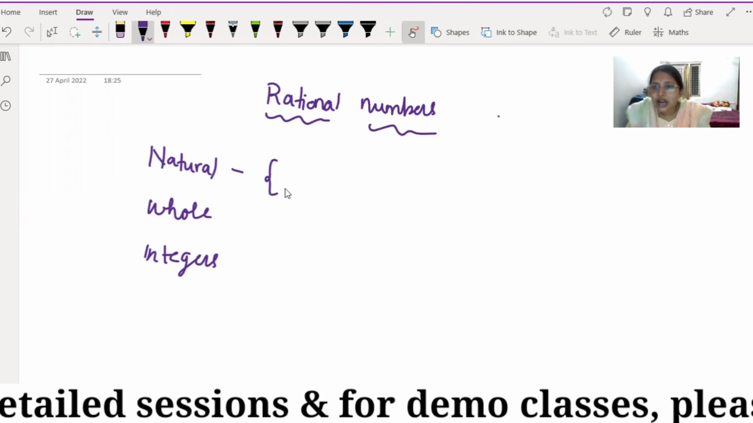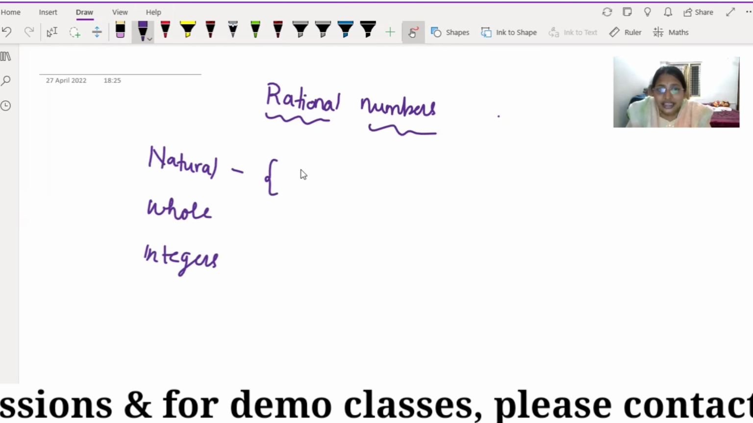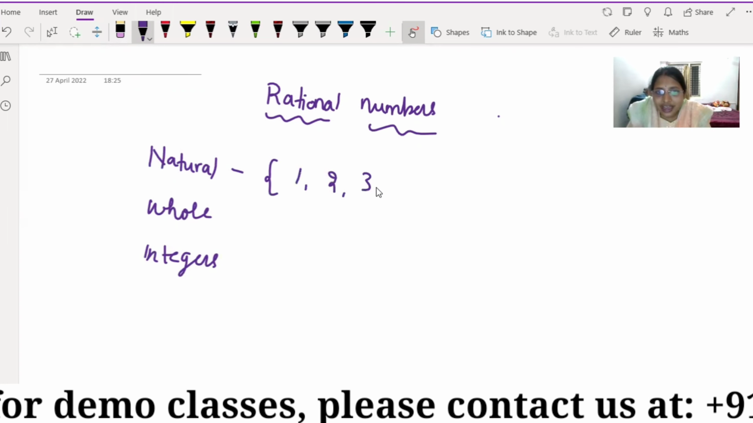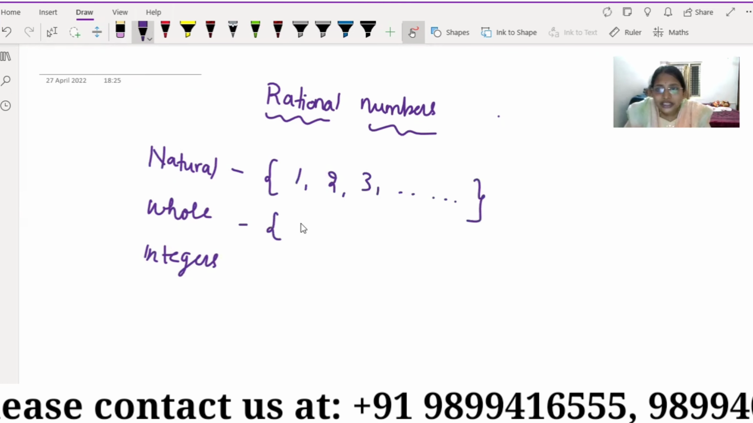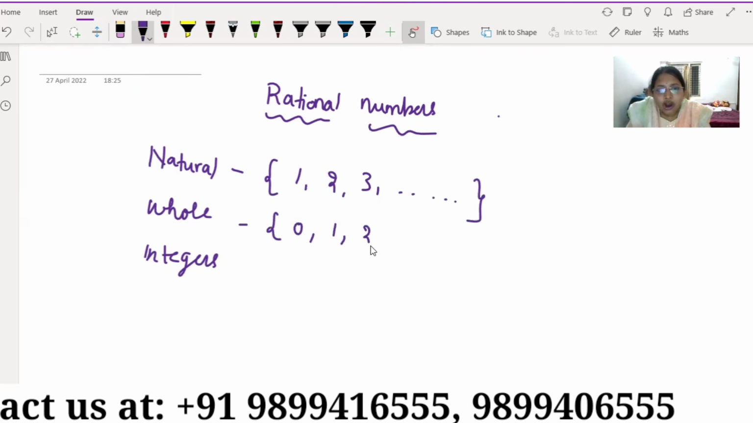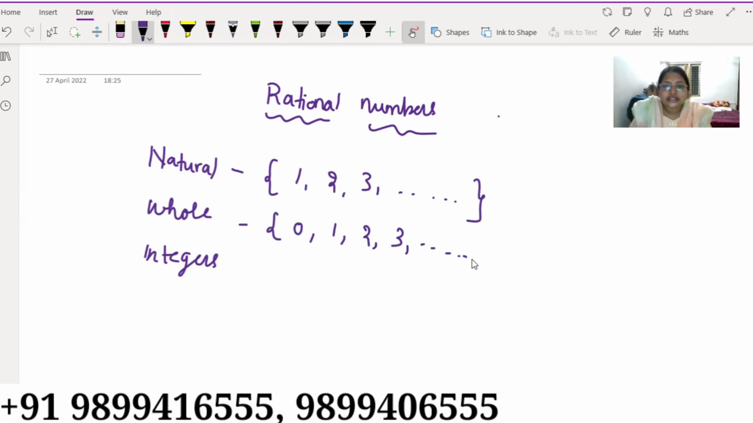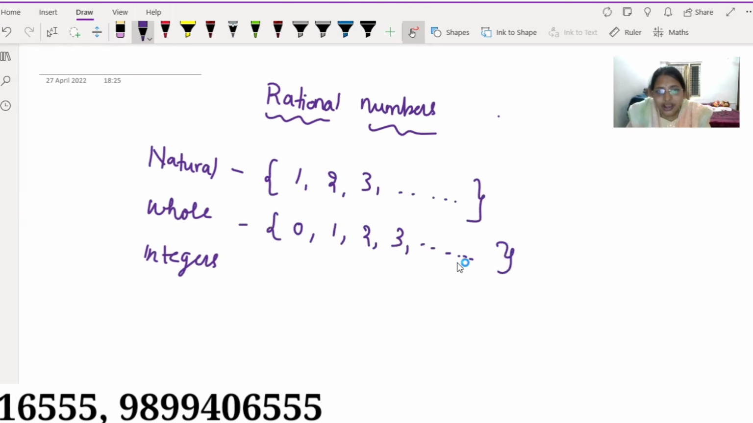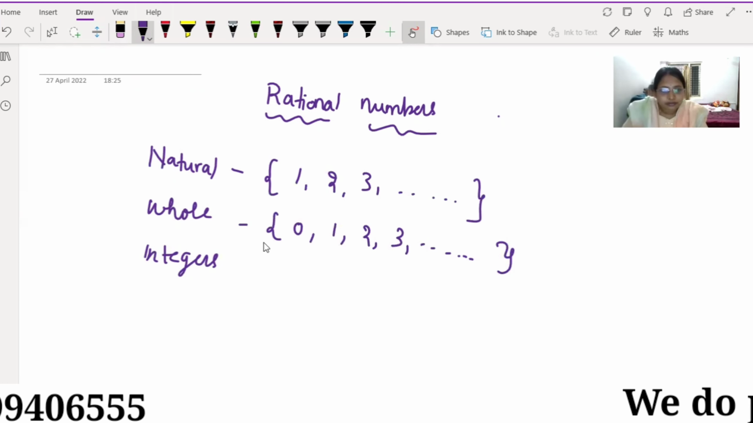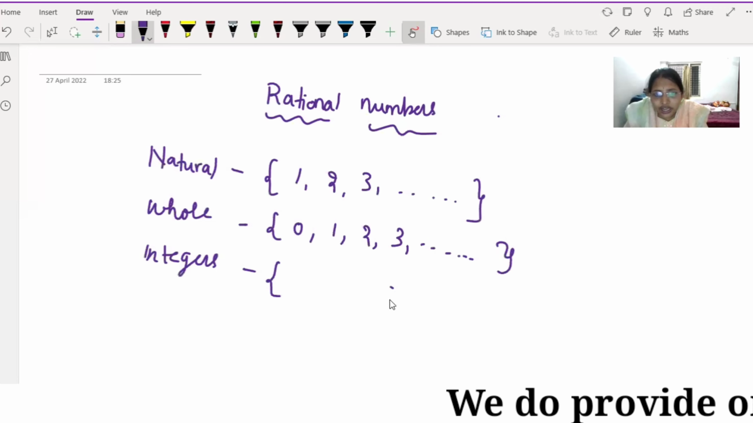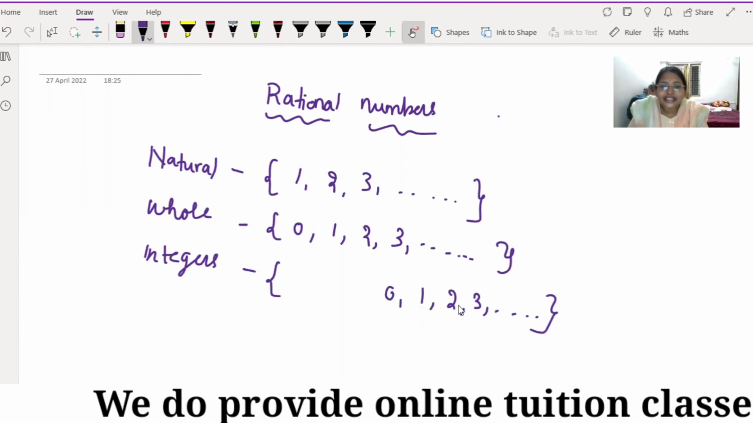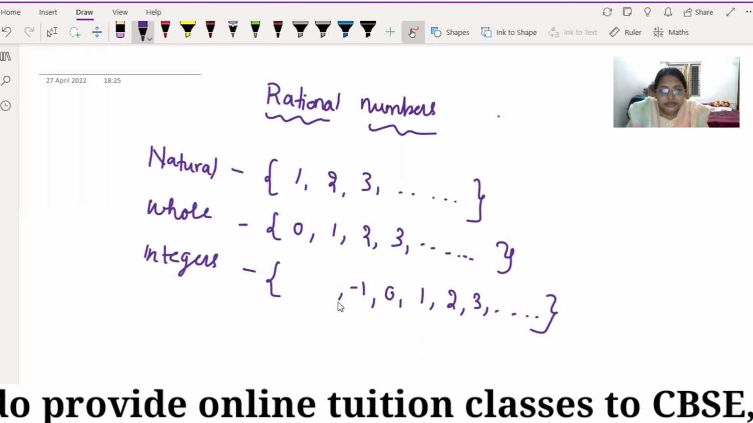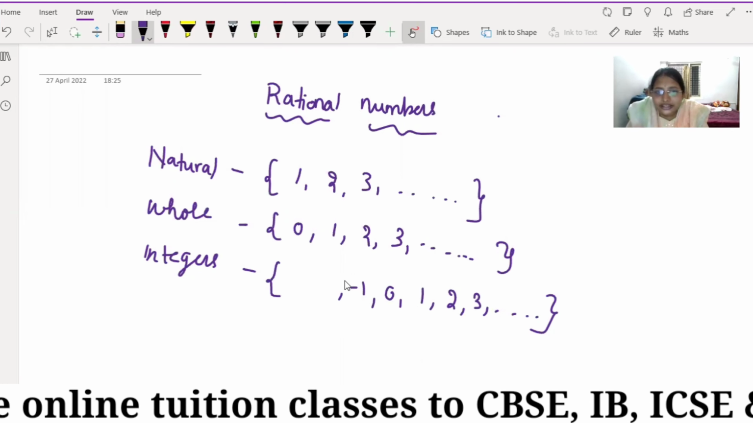The numbers that we count are called natural numbers. Natural numbers start from 1 and they are infinite in number. All the natural numbers along with 0 are called whole numbers. Whole numbers start from 0 and they are infinite in number. All whole numbers along with the opposites of natural numbers are called integers. Opposites means having opposite sign.